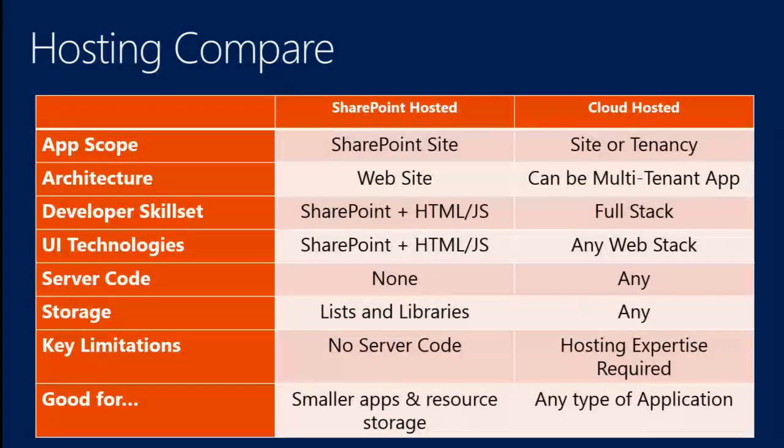So in a SharePoint hosted model, the app scope is a SharePoint site. If I have it installed on one SharePoint site and I install it on another SharePoint site, it's going to have a different set of lists, different set of cache data. So it is a per site-based scope. Whereas a cloud hosted app can be at a site level, but it also can be for the whole tenant.